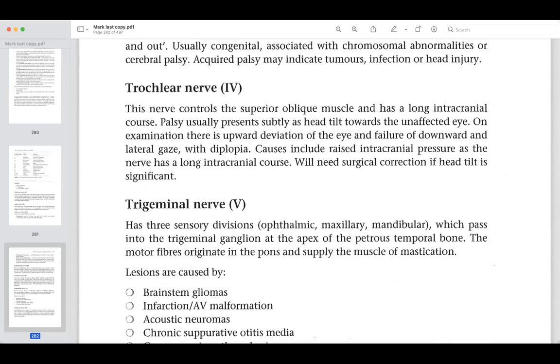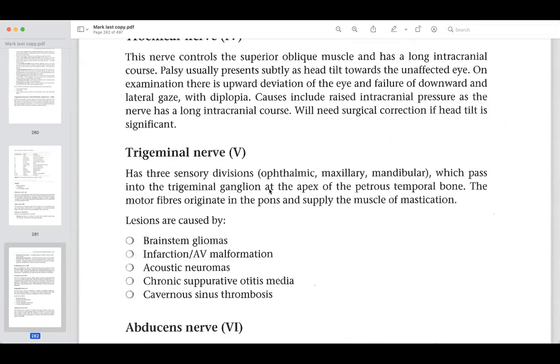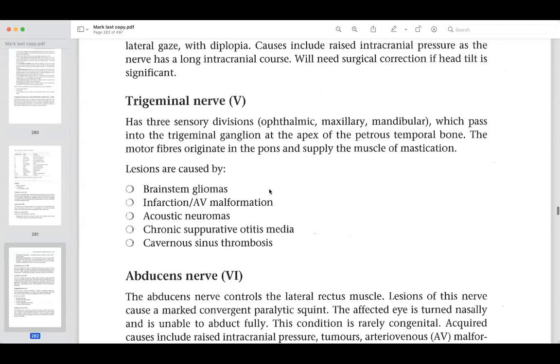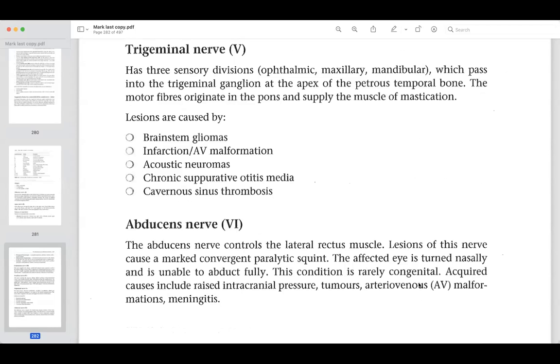Again, for both the trochlear nerve and the sixth nerve, he is telling raised intracranial pressure. And if the head tilt is too much, it needs surgical correction. Remember this when you are asked about the management. Here again there will be raised intracranial pressure, because it has a long intracranial course. Next, tumors, infection, that is meningitis, and AV malformation.